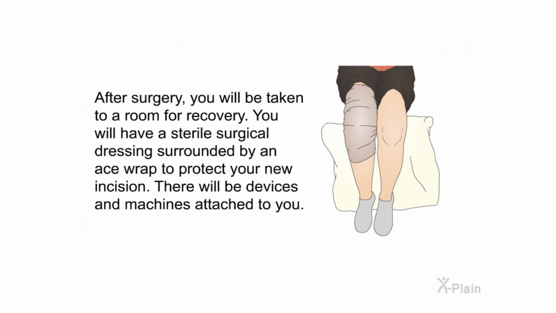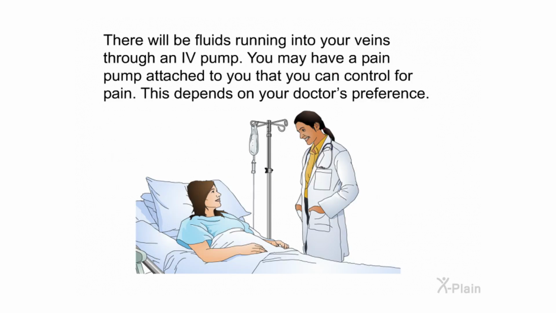After surgery, you will be taken to a room for recovery. You will have a sterile surgical dressing surrounded by an ACE wrap to protect your new incision. There will be devices and machines attached to you. There will be fluids running into your veins through an IV pump. You may have a pain pump attached to you that you can control for pain. This depends on your doctor's preference.